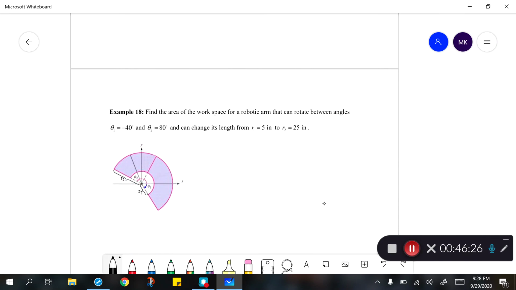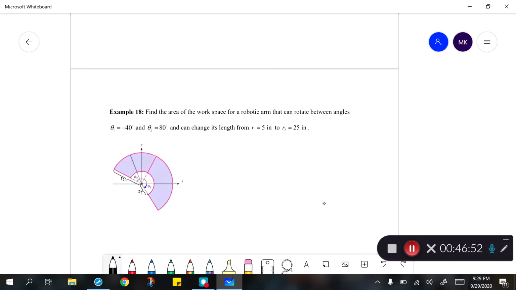Okay, what about this? Find the area of the workspace for a robotic arm that can rotate between angles of theta 1 equaling negative 40 degrees and theta 2 equaling 80 degrees. You can change its length from R1 equals 5 to R2 equals 25. So they have been nice enough to draw us this nice little image.